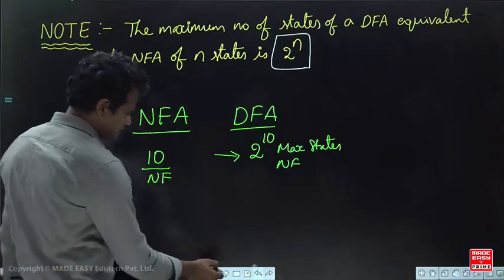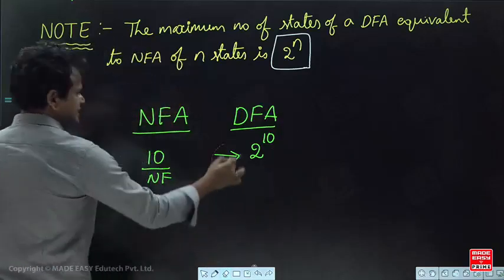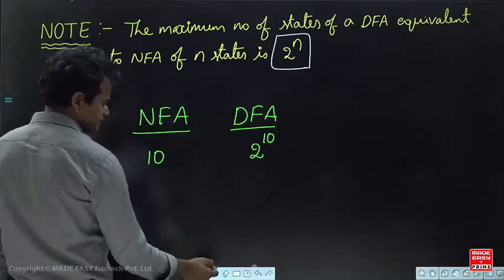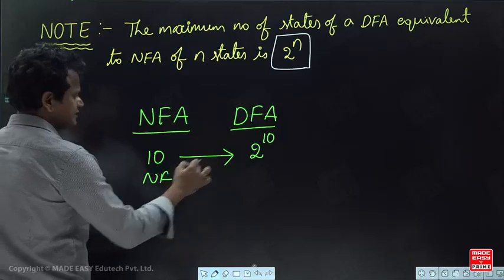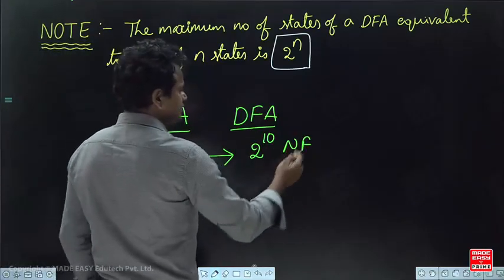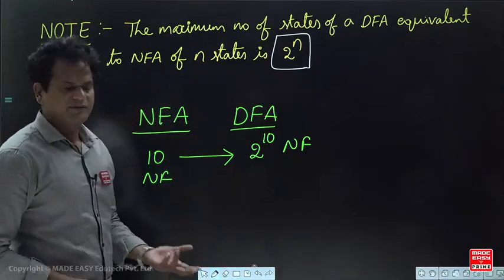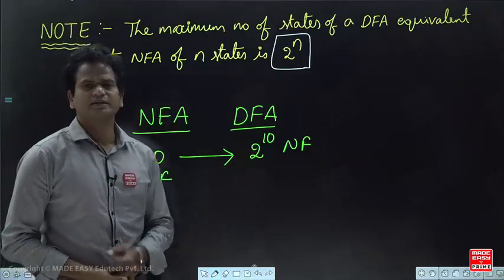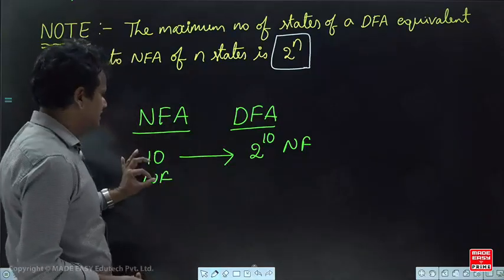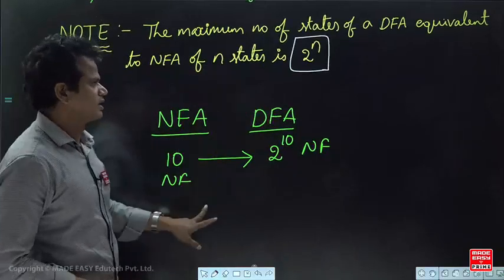Are you following? I repeat. Suppose there are 10 states in an NFA. If I convert this into a DFA, 2 power 10 will be there. If all these are non-final, then all these are non-final only. Where is the final in the NFA? When the NFA has no final, how can you get a final here? Therefore, all 2 power 10 are non-final.